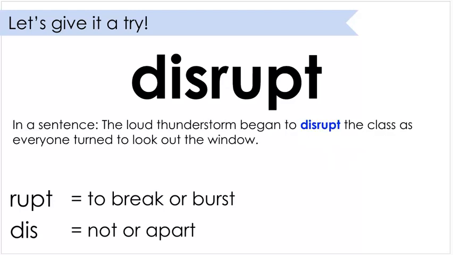Disrupt means to break apart, to cause disorder, typically referring to interrupting or disturbing a process, event, or system. In a sentence, you might say, the loud thunderstorm began to disrupt the class as everyone turned to look out the window. So that's for the word disrupt.